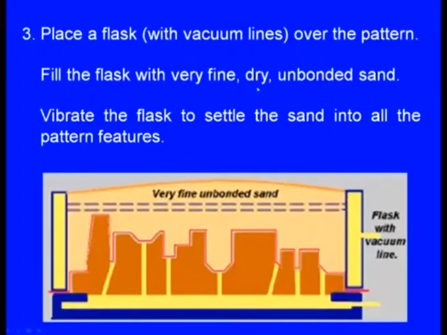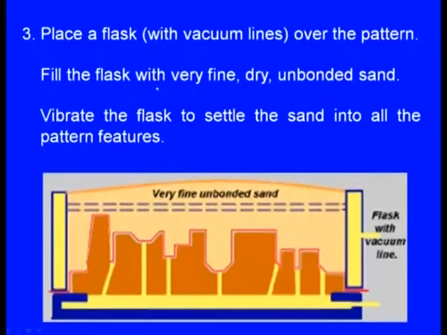Fill the flask with very fine dry unbonded sand. Now, we have to place the fine dry and unbonded sand inside this flask. There is no question of compaction as in the case of green sand molding. Vibrate the flask to settle the sand into all the pattern's features. It should be vibrated, so that this fine and dry sand goes all around the details of the pattern.